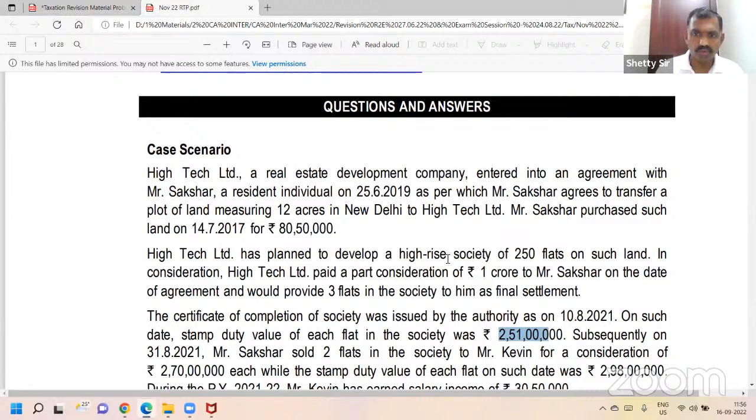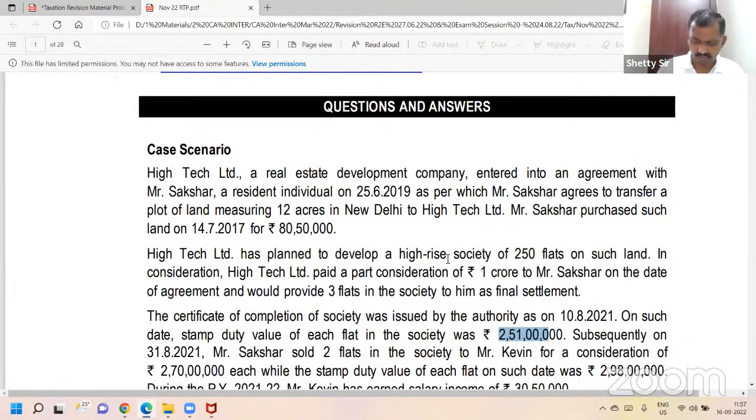Right side. Balance 247 flats to be retained by HTL, because they are constructing, they are developing. To be retained by HTL. Below that, when they sell, PGBP, PGBP for them is equal to the P&L account.